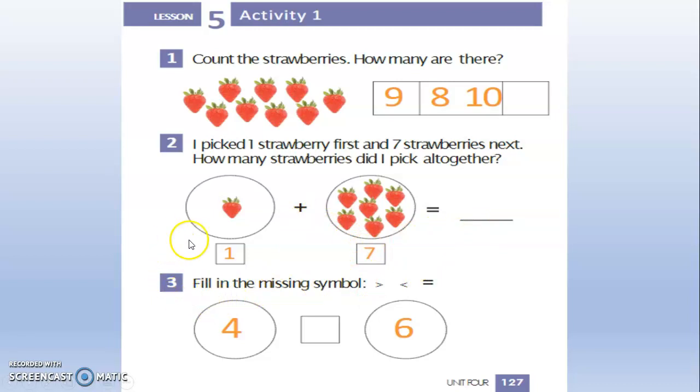Remember the symbols for number 3. Fill in the missing symbol. 4 is what then 6? Is 4 greater than or less than 6?